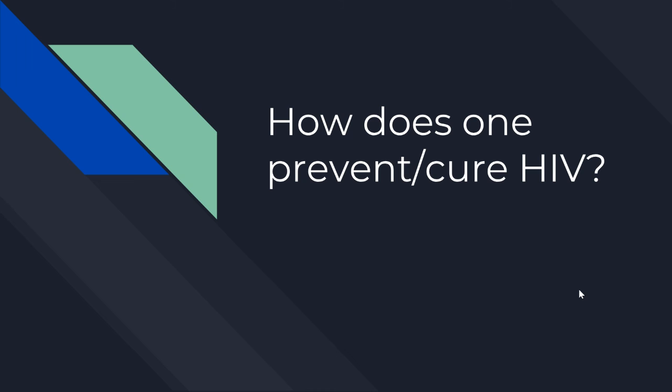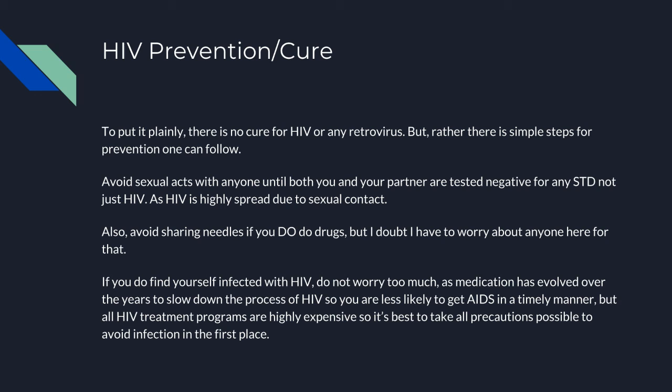And you may be thinking then, if it's so dangerous, how does one prevent or cure it? And to put it plainly, there really is no cure for HIV or any human-infecting retrovirus, but rather there's a couple simple steps of prevention that one can follow. Well, obviously you may know this already, but avoid sexual acts with anyone until both you and your partner have tested negative for any STD and not just HIV. I'm saying this because HIV/AIDS is highly spread due to sexual contact. Also, avoid sharing needles if you do any drugs. I doubt I have to worry about anyone here doing that, but it's just a pro tip, and that's just what everybody knows.